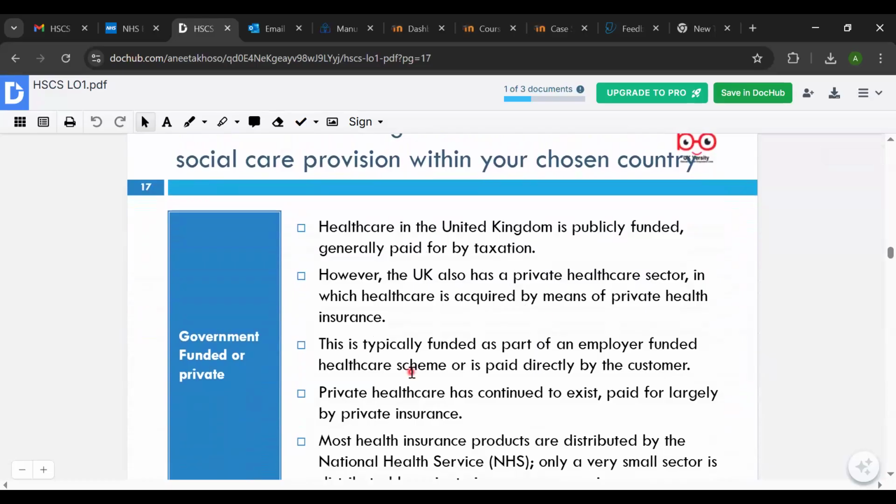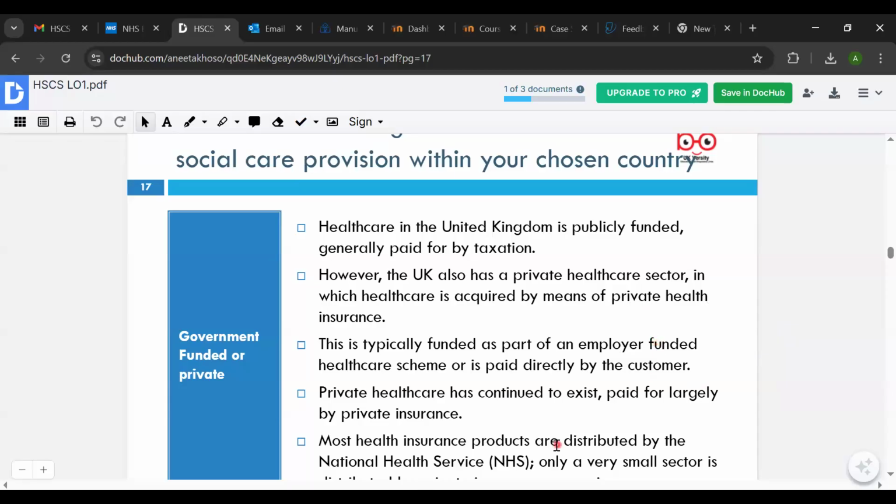And then we talk about how it is funded: is it government funded or private? How are they different? What are the structures of each? Healthcare in the United Kingdom is publicly funded and paid for by taxpayers. However, the UK also has a private healthcare sector in which healthcare is acquired mostly by means of private health insurance. This is typically funded as part of an employer-funded healthcare scheme, or it's paid directly by the patient or the customer.